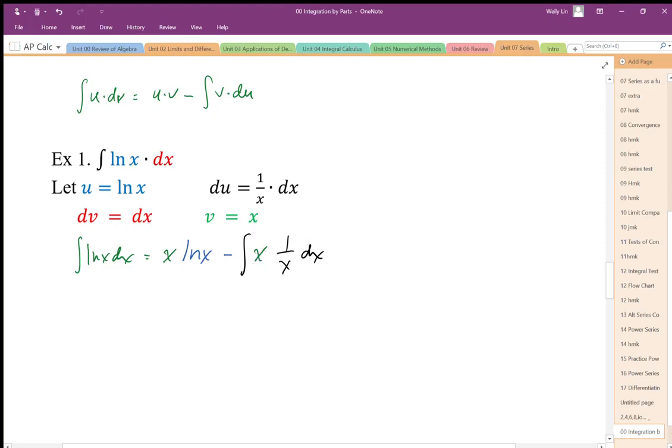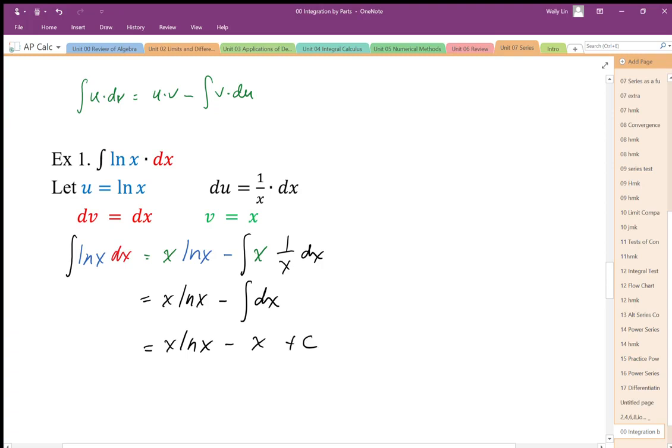Now is that new integral easier than what I started with? The answer is yes, because first of all, that's going to just cancel out to 1. And so we're going to end up with the integral of 1 dx. Well, that's easy to do. So this integral I started with, I couldn't do. The new integral I ended up with, I can easily do. So I get x log x minus the integral of just dx. My answer to this integral is going to be x log x minus x plus c.